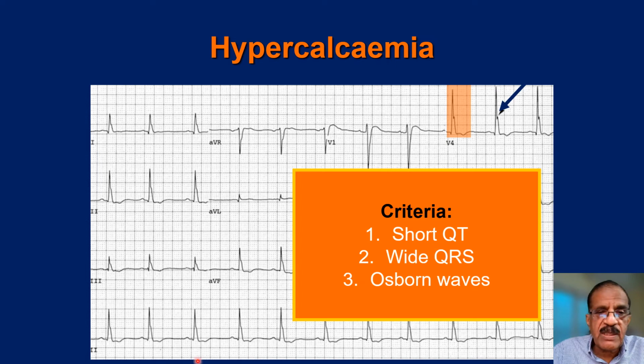Wide QRS complexes, you can see they're wide, but not as broad as you see in bundle branch blocks and ventricular tachycardia. And the characteristic Osborn wave. This Osborn wave is not seen in everybody, but if present, especially in addition to short QT and wide QRS, this should raise a possibility of hypercalcemia. It would require the laboratory test, but you can suspect hypercalcemia on ECG.